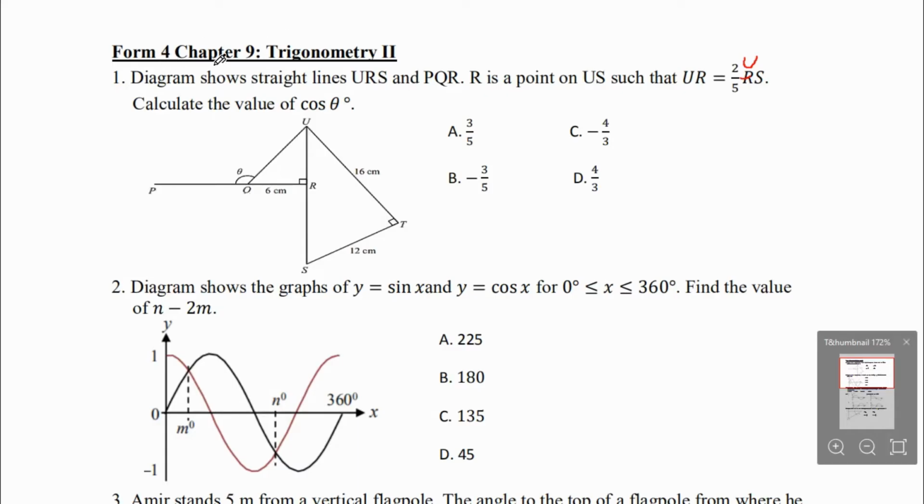Question 1. Diagram shows straight line URS and PQR. R is a point on US such that UR equals 2 over 5 US. Calculate the value of cosine theta. Okay, so from this big triangle, we can use Pythagoras theorem to find the value of US.